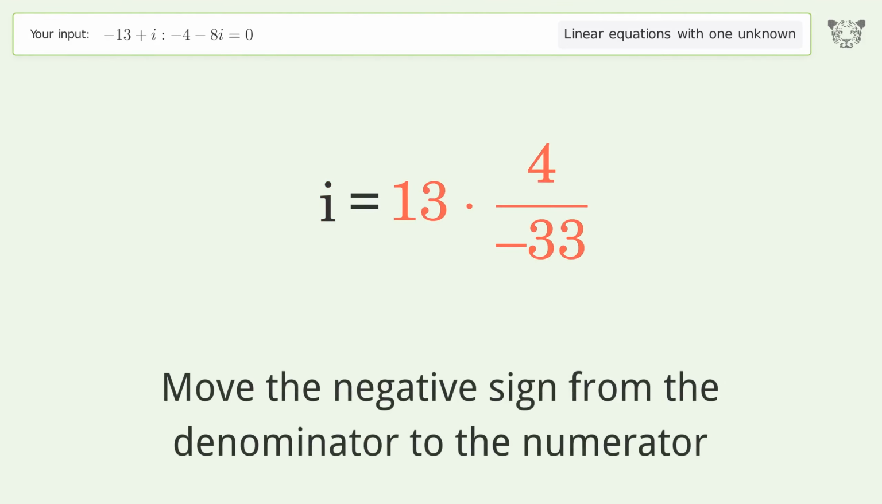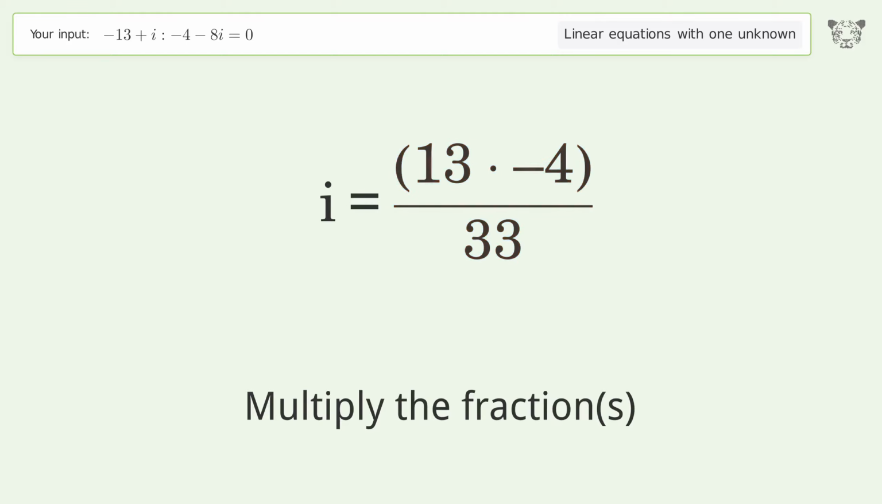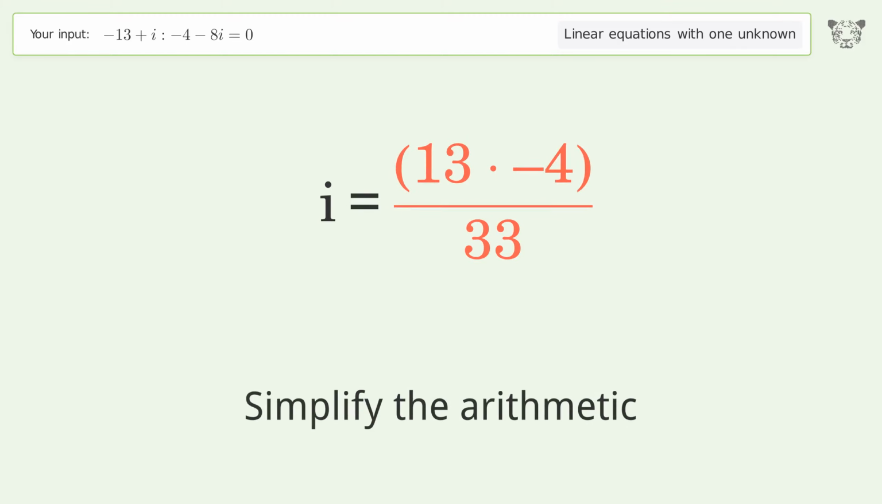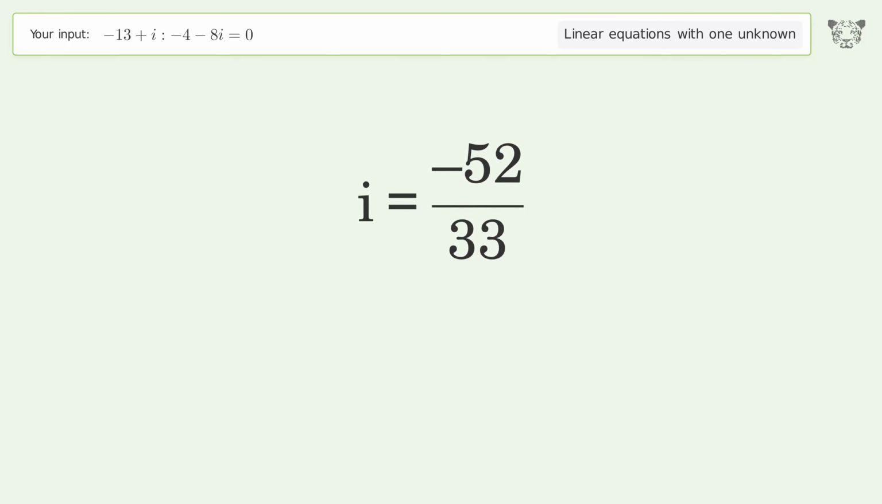Move the negative sign from the denominator to the numerator. Multiply the fractions. Simplify the arithmetic. And so the final result is I equals negative 52/33.